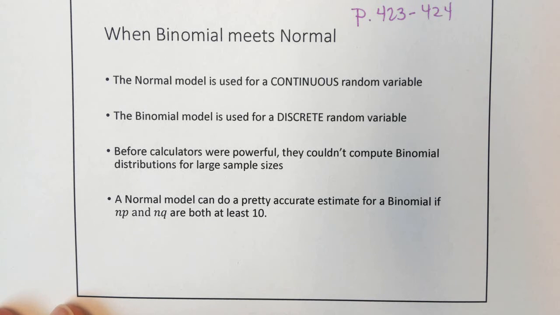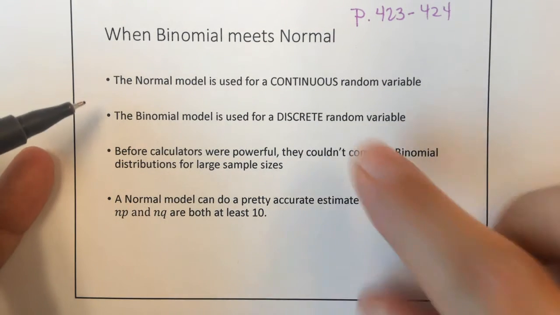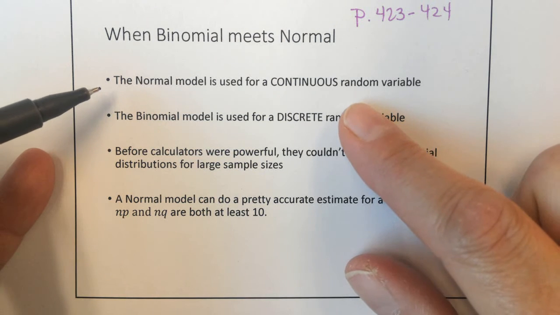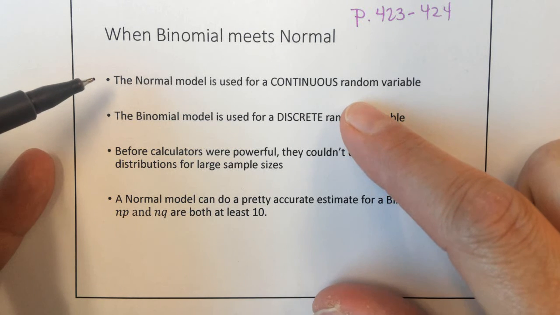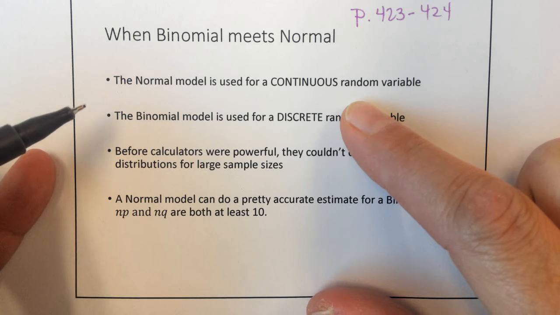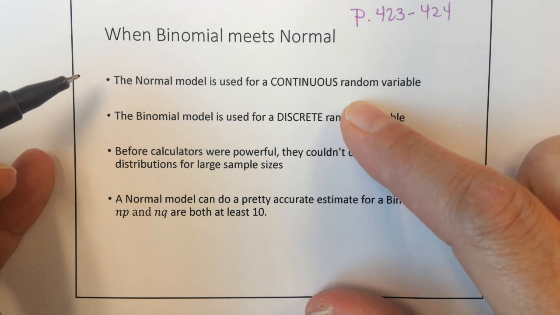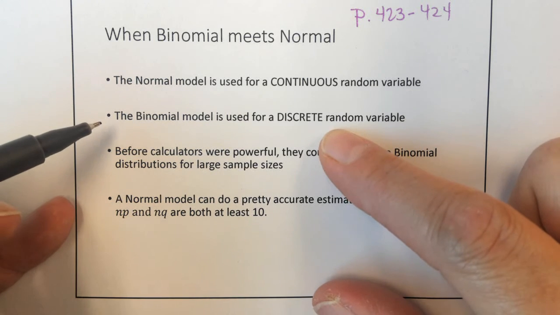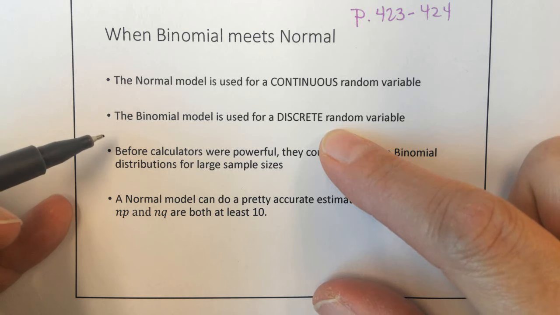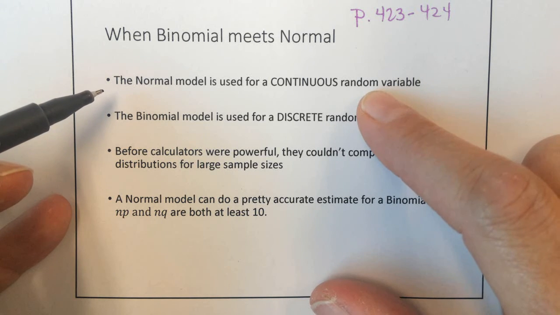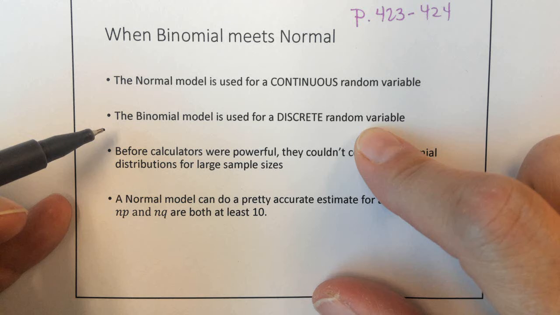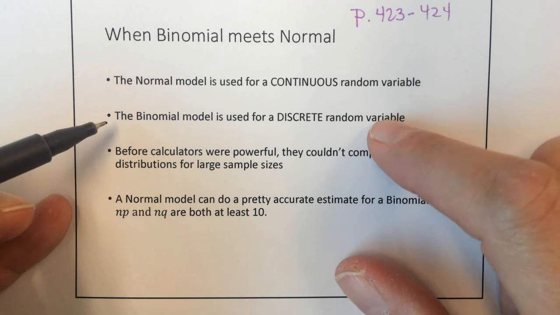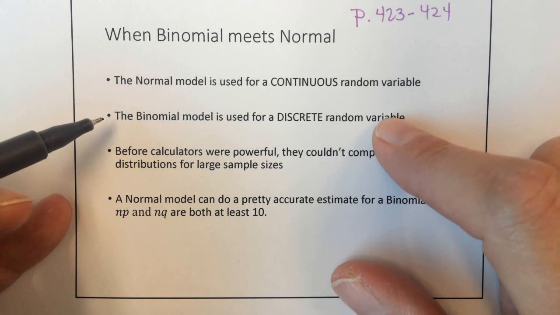It can actually handle the one we're going to work together, but still, we need to learn this connection. The normal model can be used for continuous random variables where the distribution is fairly unimodal and symmetric. The binomial model is used for discrete random variables. Continuous is when you have a range of values, discrete is when you can list values. So the models are different: one is continuous, one is discrete.